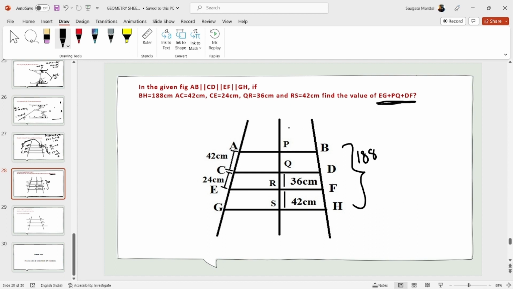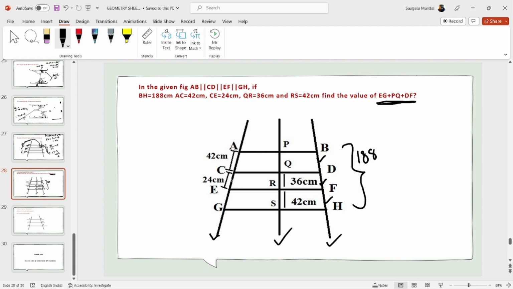We know that if these are parallel lines and these are transversals to each other, then the ratio of AC to CE to EG is equal to the ratio of PQ to QR to RS, which is equal to the ratio of BD to DF to FH. That means the ratios of these are equal.